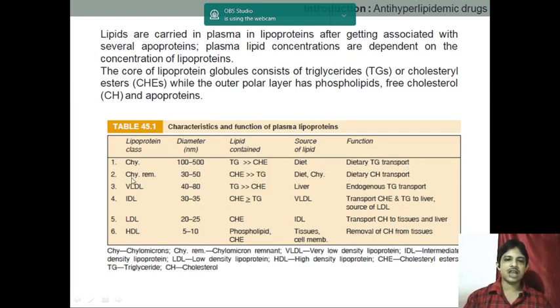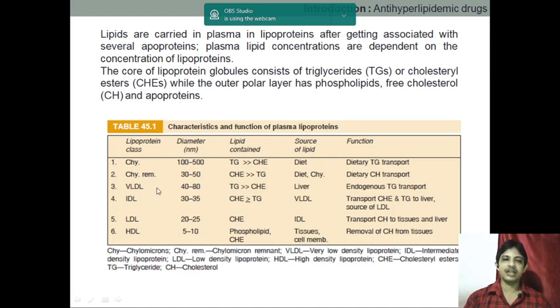Next one is the chylomicron remnant, and this is 30 to 50 nm. Again here we can find that cholesterol ester is the main component compared to the triglyceride. Again the diet and the chylomicrons are the source, and the function is dietary cholesterol transport.